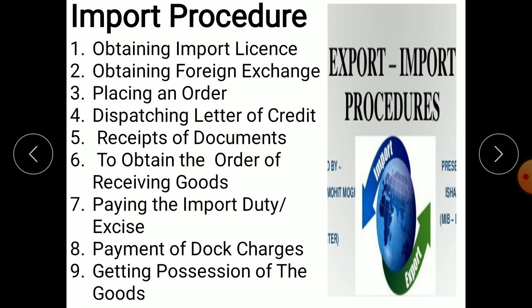Okay. Then fifth one is receipt of documents. The exporter sends all required documents to the importer through his bank. Generally, he sends documents through documents against acceptance or through DP, document against payment, which are released by the importer. Sixth one is to obtain the order of receiving goods. Bill of lading is one of the documents received by the importer showing the ownership of the goods. The exporter makes an endorsement on this document for the transfer of ownership of goods in favor of importer.